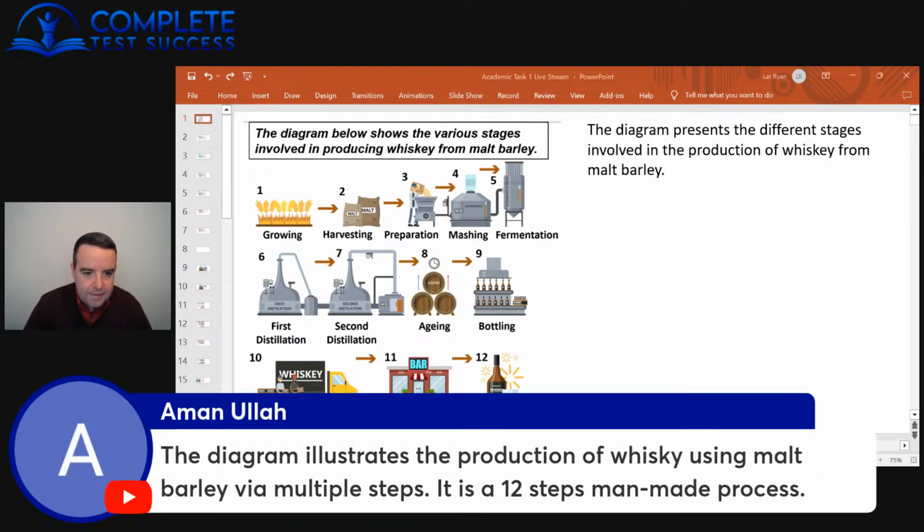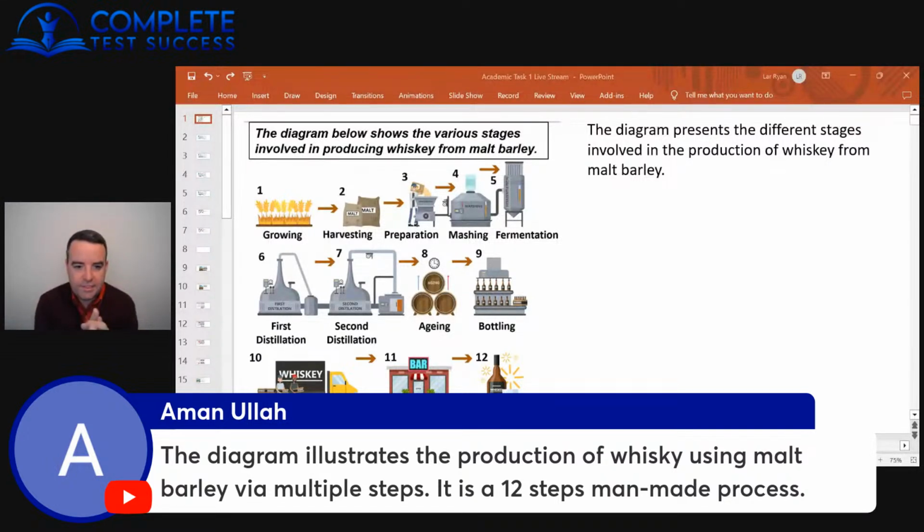Hi, Aman. So Aman says, the diagram illustrates, good, the production of whiskey using malt barley via multiple steps. It is a 12-step man-made process. So you're kind of moving on to the overview here. So in the paraphrase, just keep it with exactly what the question says. Don't start adding extra information. And then in the overview, we're going to begin with overall. So you can say, you know, overall, it is a 12-step man-made process. So that could be part of our overview.